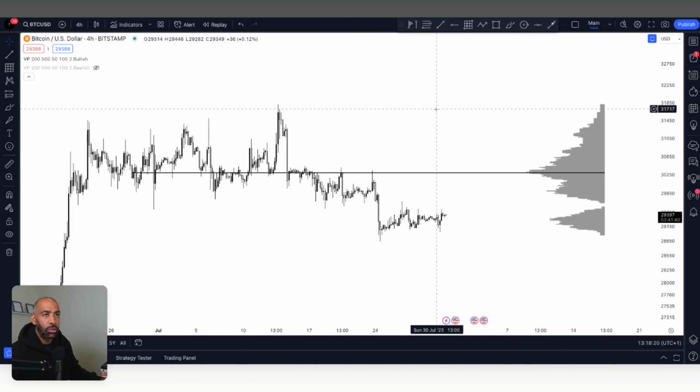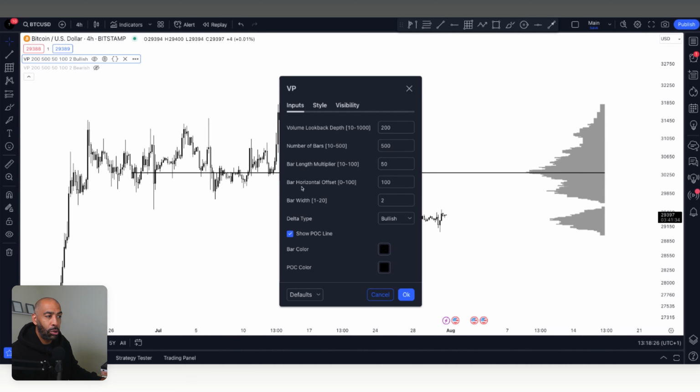So the first thing that you're going to do is click on this and go to your settings over here. And you're going to change your bar horizontal offset to 100, okay? Then you're going to change your delta type to bullish. We're going to do two now. So your first one, you're going to change to bullish. And my bullish candles are black, so I'm going to leave it a dark color.